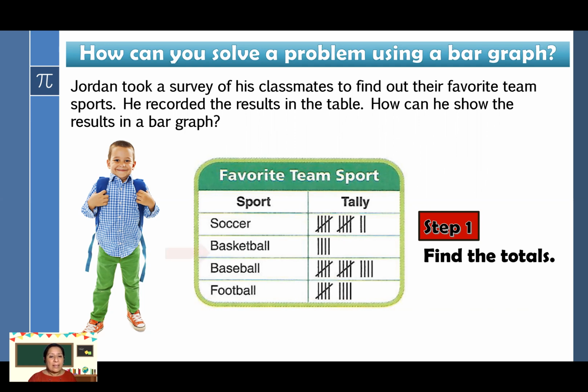And we can notice that for soccer, 12 kids voted for it. Then basketball has 4 votes as the favorite sport. Baseball has 14 votes, and football has 9 votes.